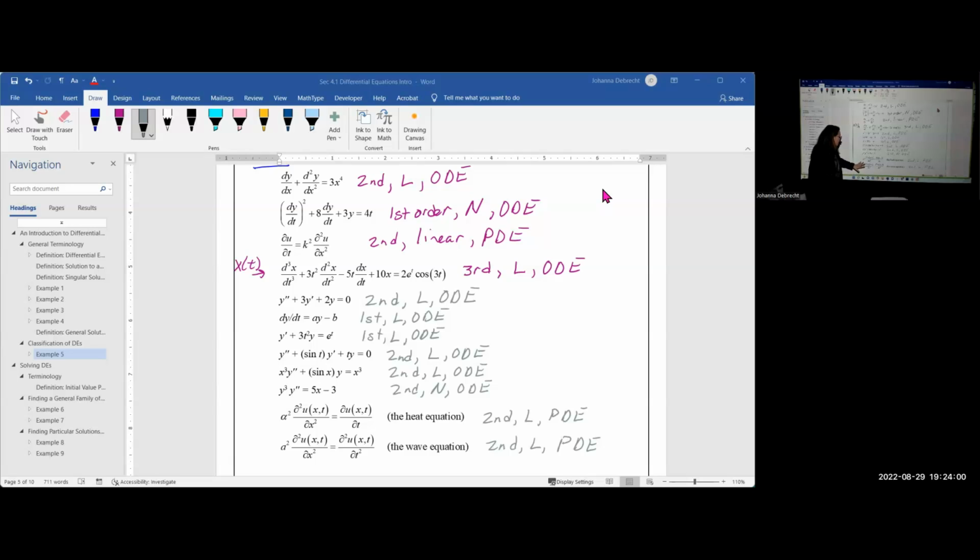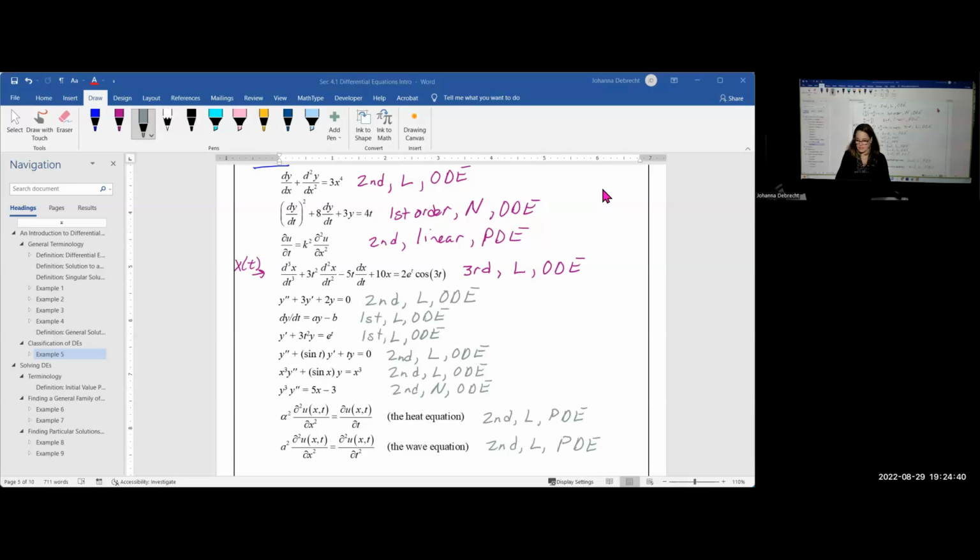I just want to point out that the last two down here come up so often in engineering and physics applications and in some other situations that they have names. The first one is called the heat equation and the second is called the wave equation. Yes, this first one does come up in some heat situations. That's where it got the name. And the second does come up in some wave situations. That's where it got the name. But they also come up in other situations not related to heat or waves of some kind. They're just very common differential equations. They're both partial differential equations.